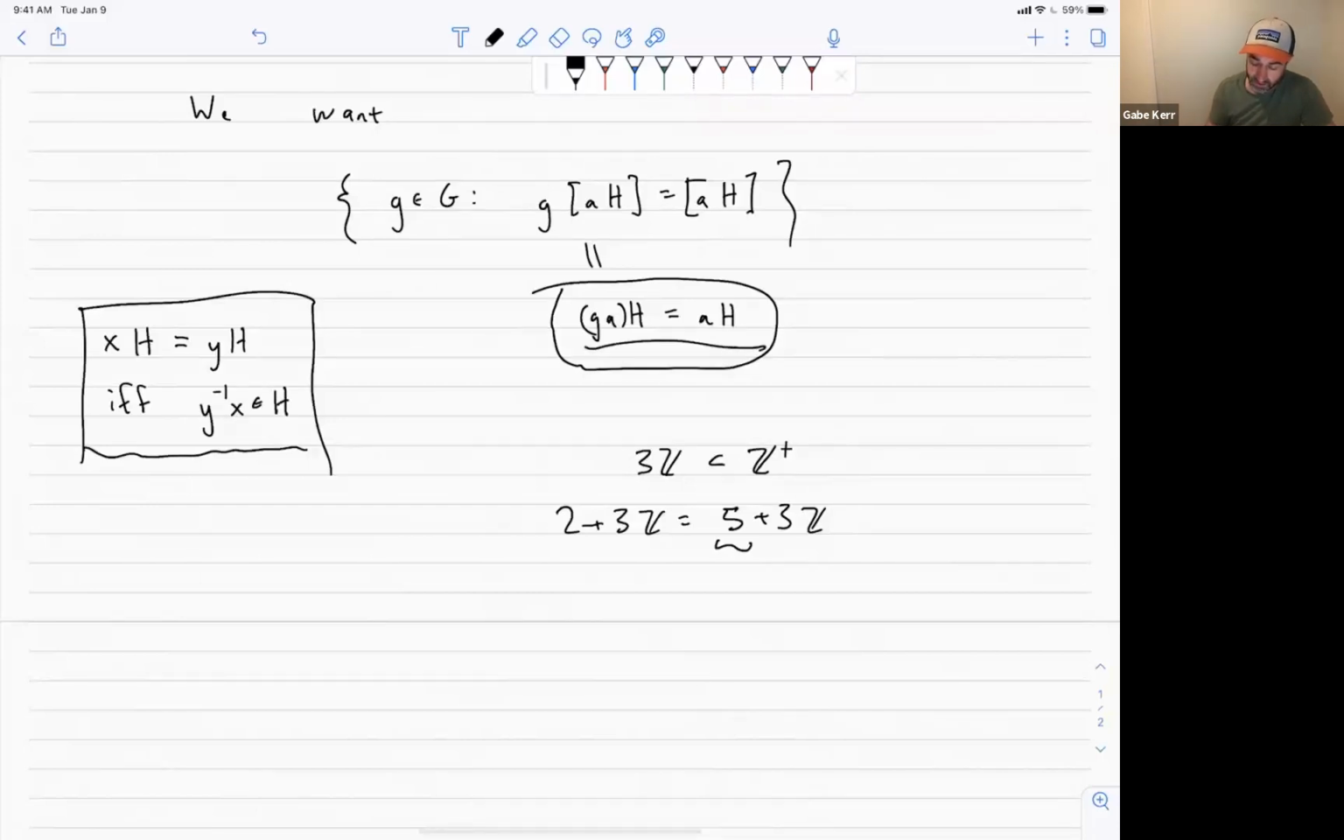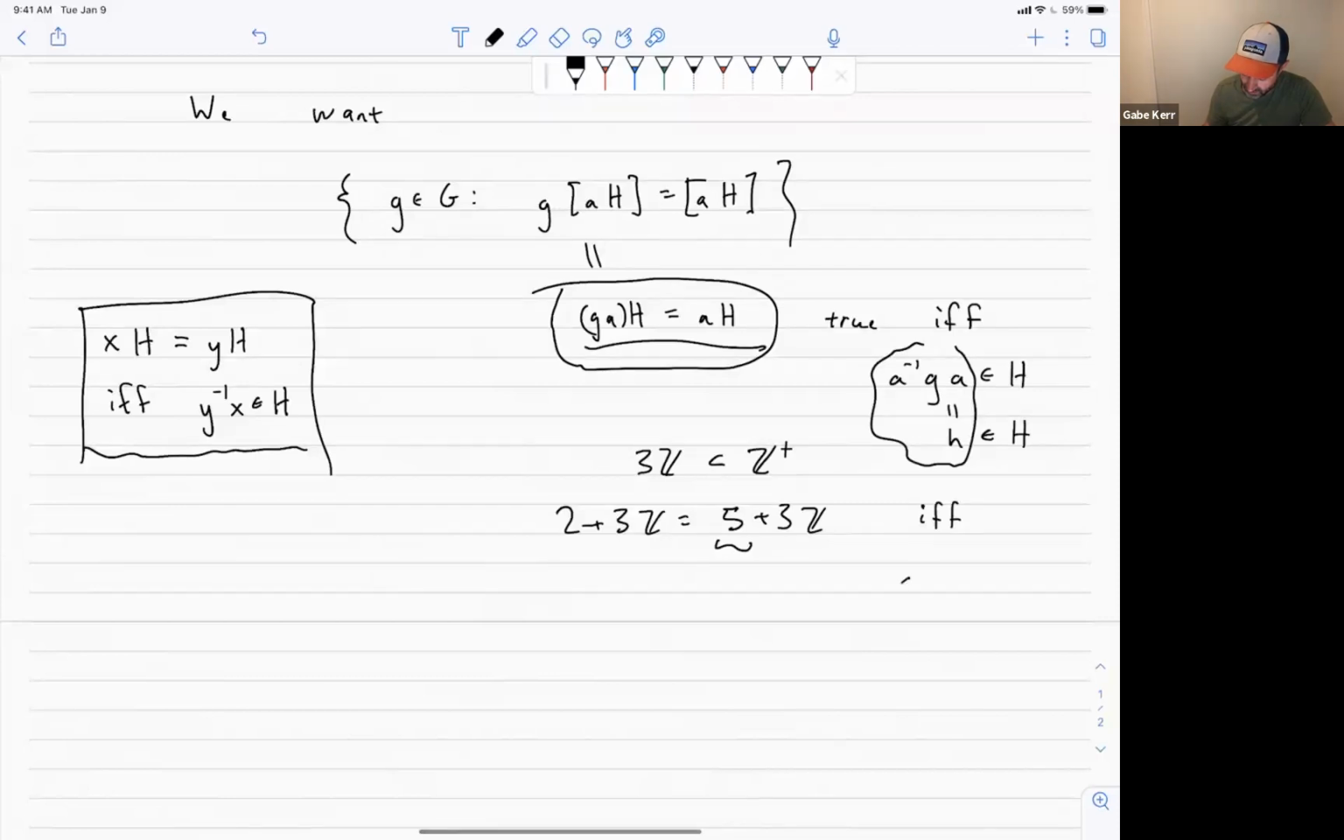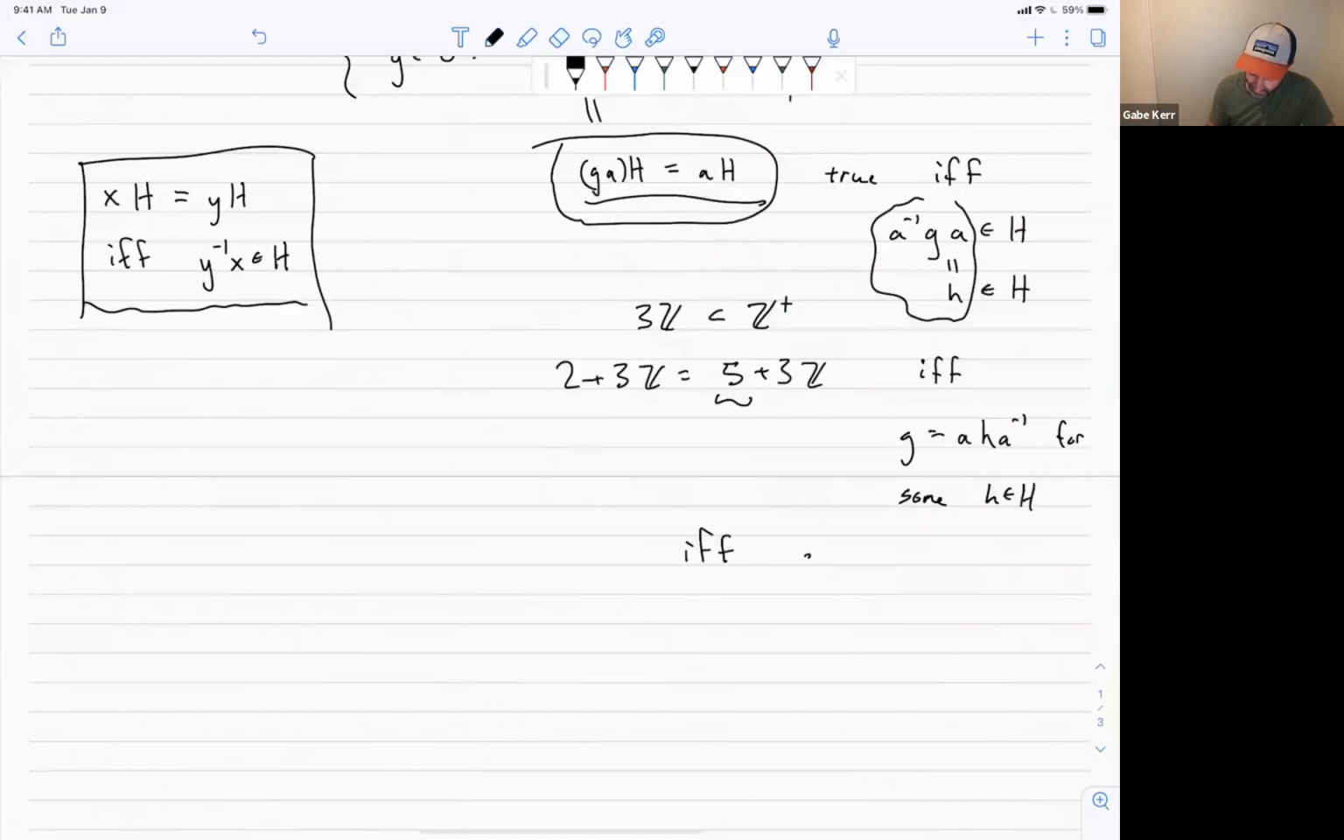So if we're searching for something like this, this is true if and only if A inverse G A is an element of H. Or this is equal to some h in H. But now if I have this equality here, this is true if and only if G is equal to A h A inverse for some h in H. Or G is in the conjugate of H. This is a subgroup. It's a different subgroup, just the conjugate of H.